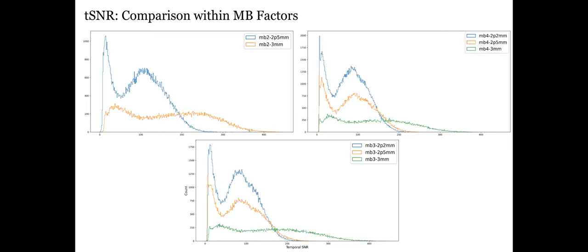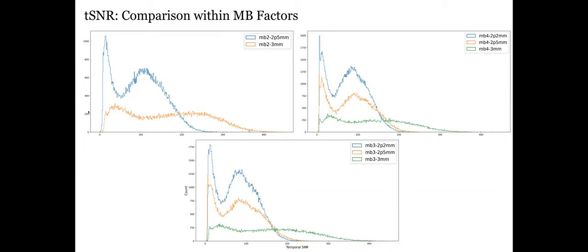So now we can go through the results that we have after applying all of these metrics. The first that we're showing here is temporal SNR. Here we check the temporal SNR of different voxel sizes within a specific multiband factor. Each figure shows a histogram where the x-axis shows the temporal SNR, and remember here, higher is better. The y-axis shows the number of voxels with that TSNR.